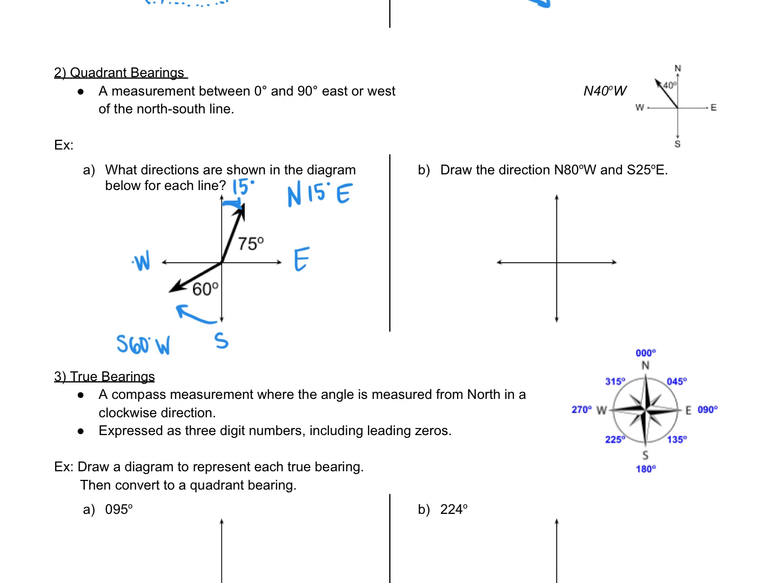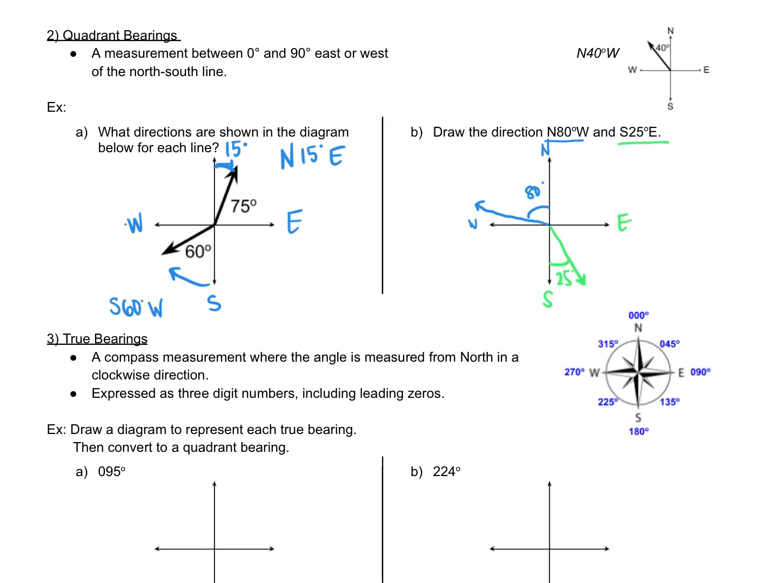Now let's try drawing. North 80 degrees west. Well, here's north, here's west. It's close to a right angle, so this must be our direction. Next, south 25 degrees east. Here's the south. I need to move towards the east, but only 25 degrees in that direction. And there's our quadrant bearing.